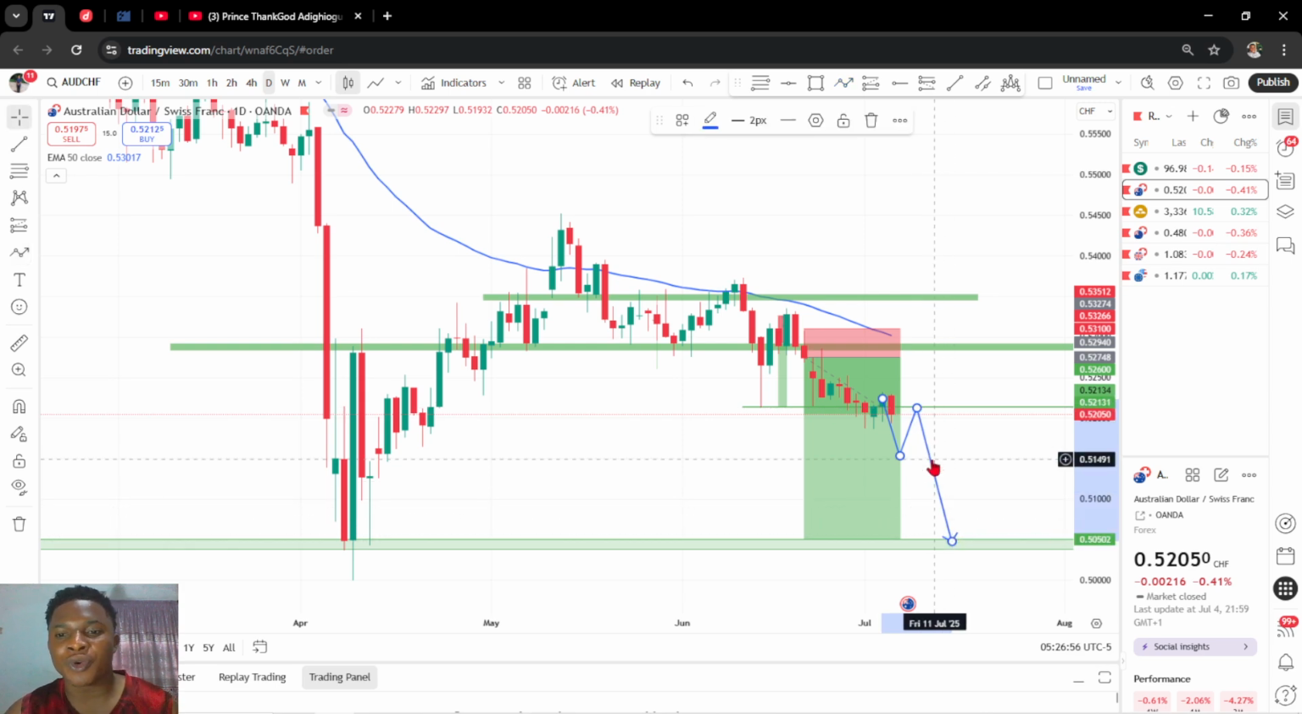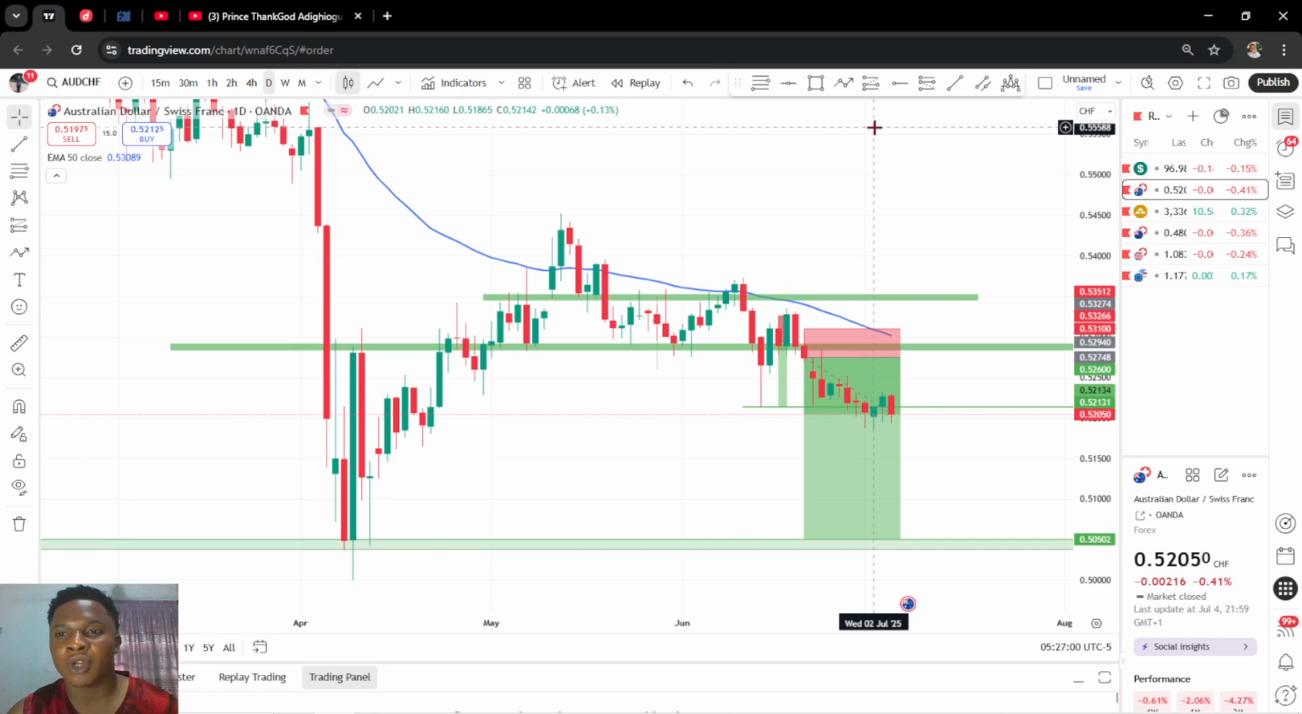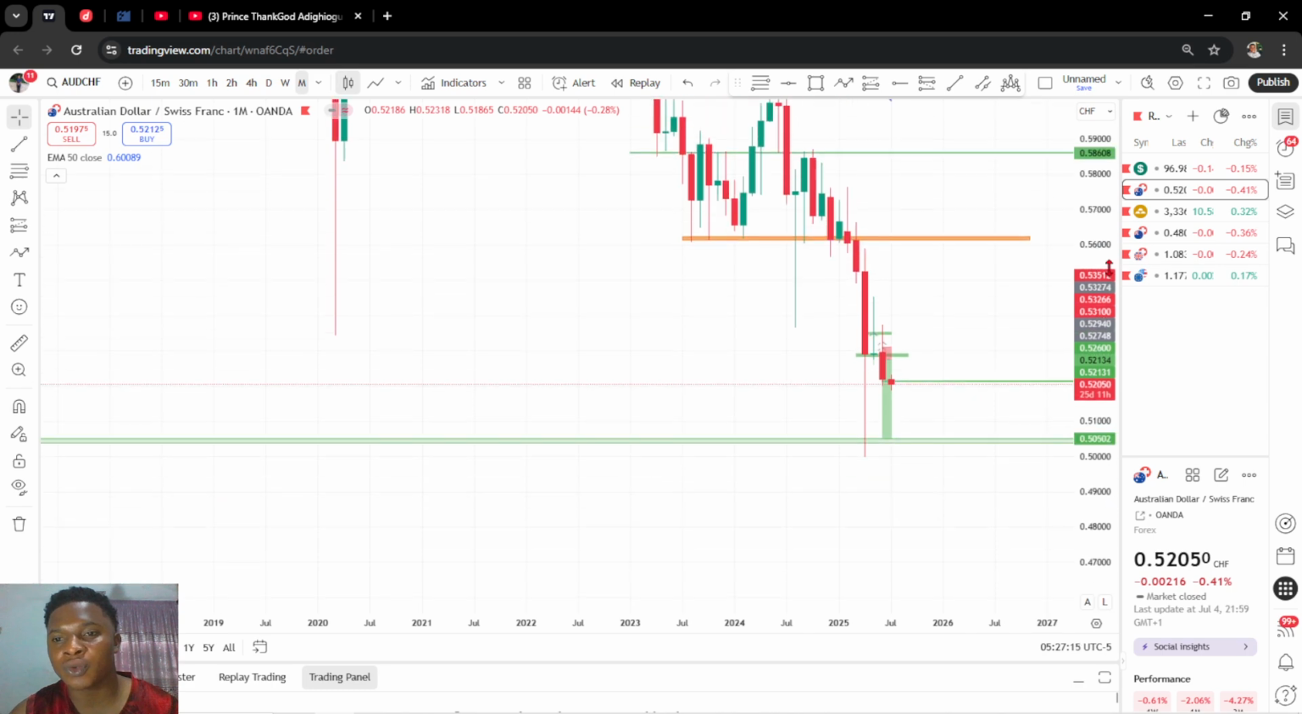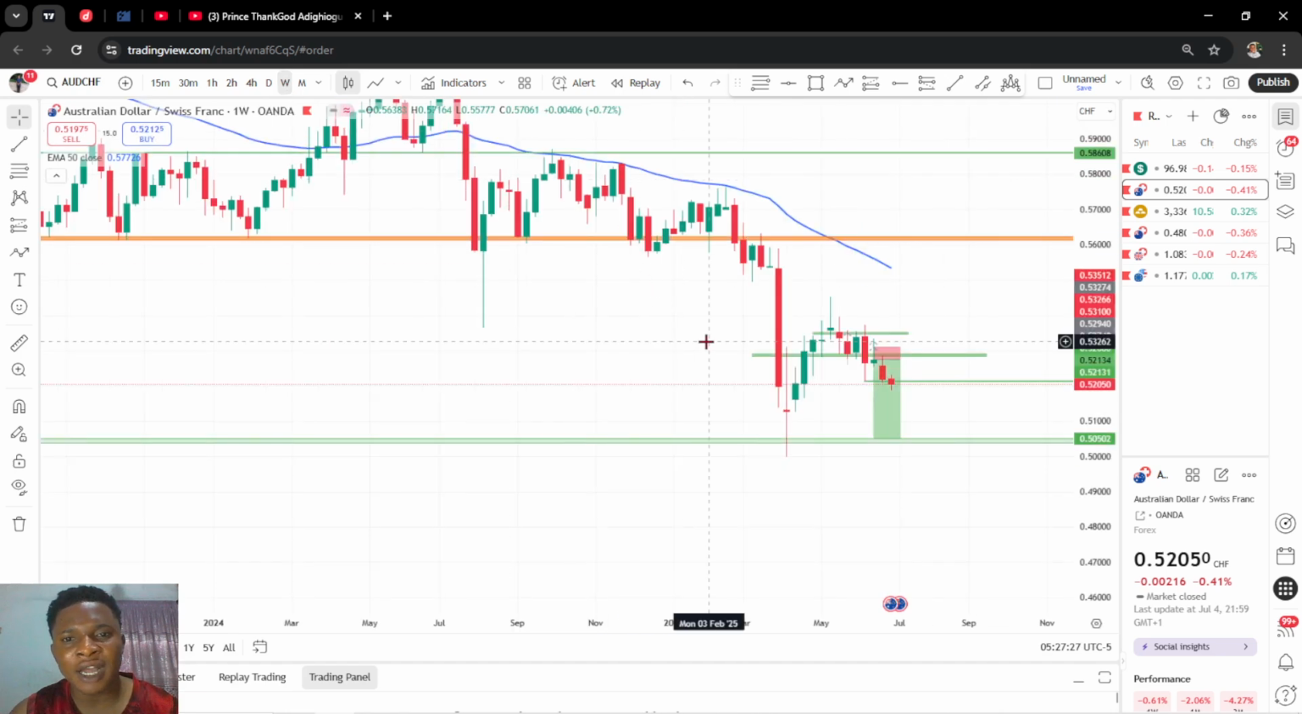So guys, let me walk you through how I entered this AUD CHF if this is your first time. Let me walk you through how I spotted this trade. First of all, I did my analysis on a higher time frame. I went on a monthly time frame to see where the market is heading. That's the general flow of the river, and I spotted that the monthly time frame is bearish. Then I scaled down to the weekly time frame, and the weekly time frame was also bearish.